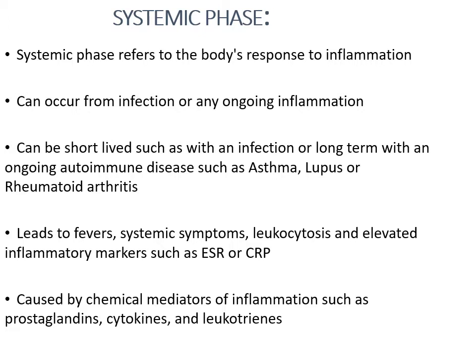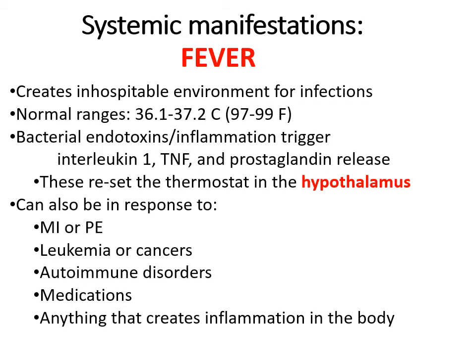Okay? So the systemic phase is really caused by all of those mediators of inflammation that we've spoken about: prostaglandins, cytokines, and leukotrienes that have gone into the bloodstream and have caused systemic inflammation and activated inflammation in the bloodstream and throughout the body. Okay, so let's talk about a couple of these systemic manifestations.